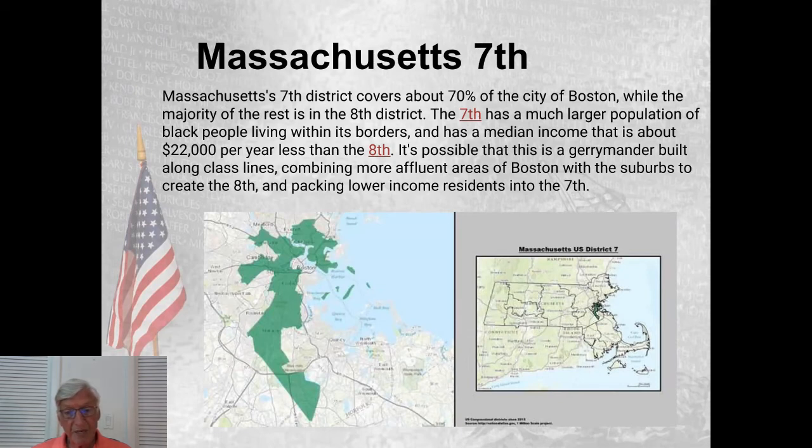It's possible that this is a gerrymander built along class lines, combining more affluent areas of Boston with the suburbs to create the 8th and packing the lower income residents into the 7th.